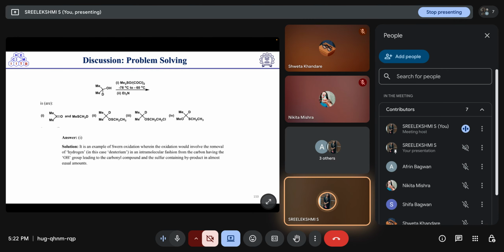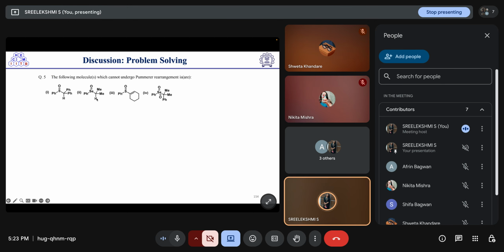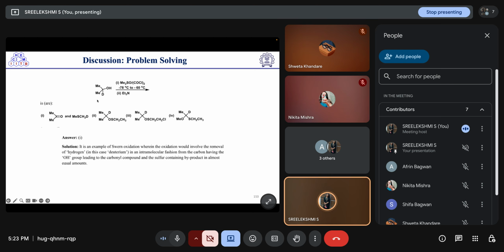As I told earlier, this mechanism involves the sulfoxide compound we are using. It should have an alpha methyl group, some protons, in the group attached to the sulfur. So here it is there. Then first that proton will be abstracted, and in an intramolecular fashion the next proton or deuterium will be abstracted from the alcoholic part. So here we have this deuterium to be taken in an intramolecular fashion.